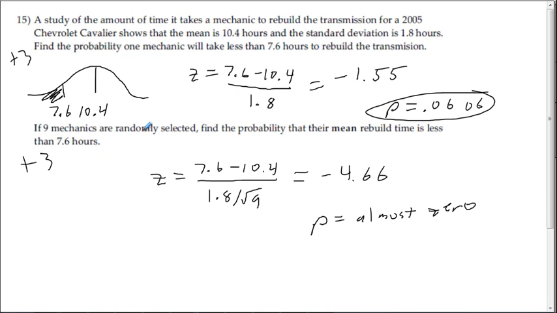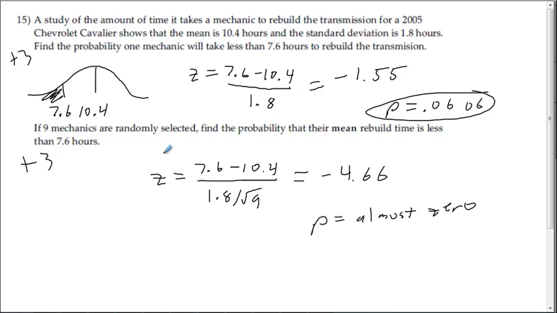On 15, we just want to say what's the probability that a mechanic takes 7.6 hours or less, and the average is 10.4. So we draw our picture, we draw a line, we shade, we find our z-score again, and it's negative 1.55. And if you look that up, that's about a 6% chance if you look up negative 1.55 on your z-table.